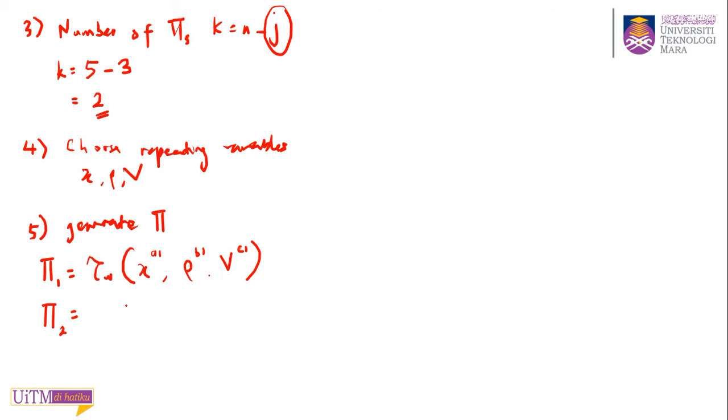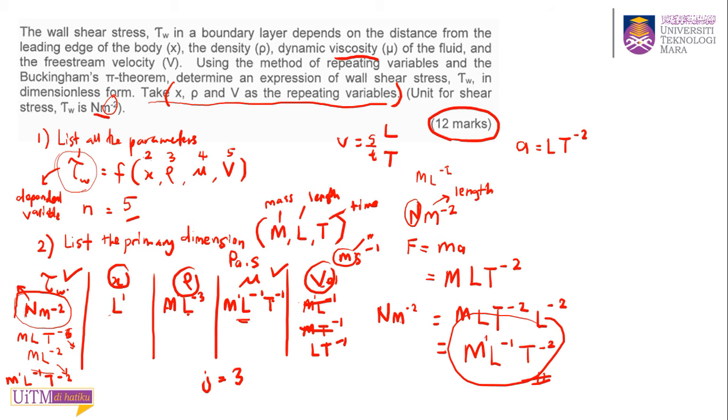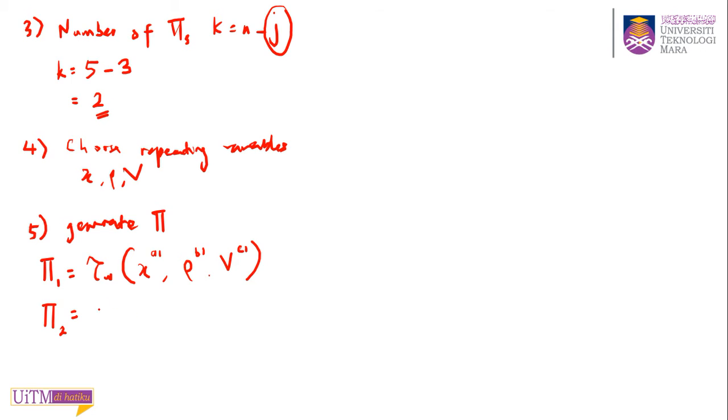2 is, can someone tell me what is for the pi 2? Now you have used your tau, and the next one is the next one for second pi? Mu. Mu. Okay, good, thank you. So mu, okay, X or your repeating variable. So X A2, rho B2, V C2. Okay, so this is your pi 2 that you will generate, and you want to find this number, this exponential.